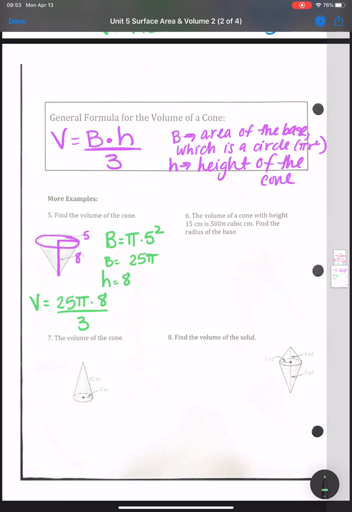So 25 times 8 is 200. So this would be 200 pi divided by 3 feet cubed, or we could put this into our calculator and get about 209.44 feet cubed would be our volume.